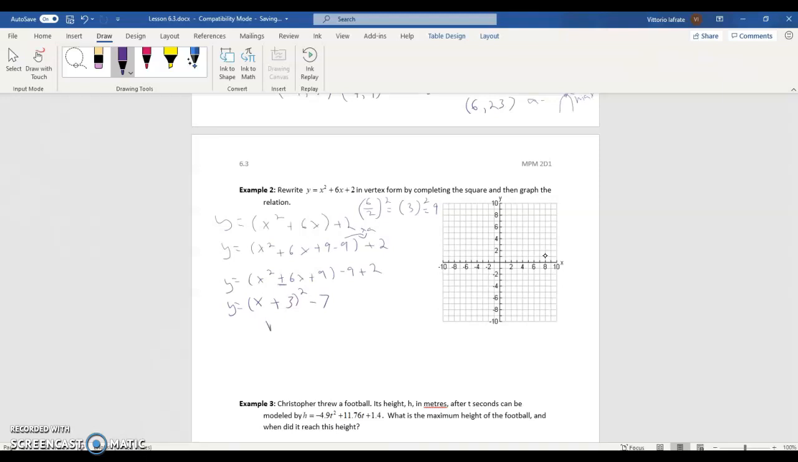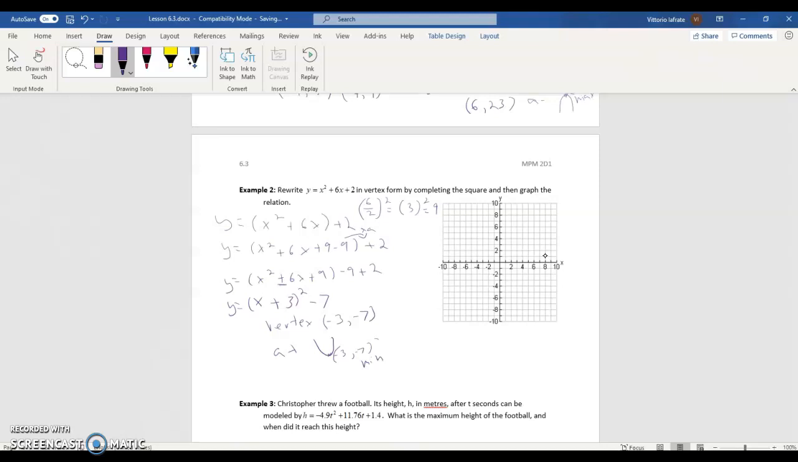So we now have our vertex. Our vertex is negative 3, negative 7. Our a value is positive, so the parabola opens from the top, which means that this is a minimum value.